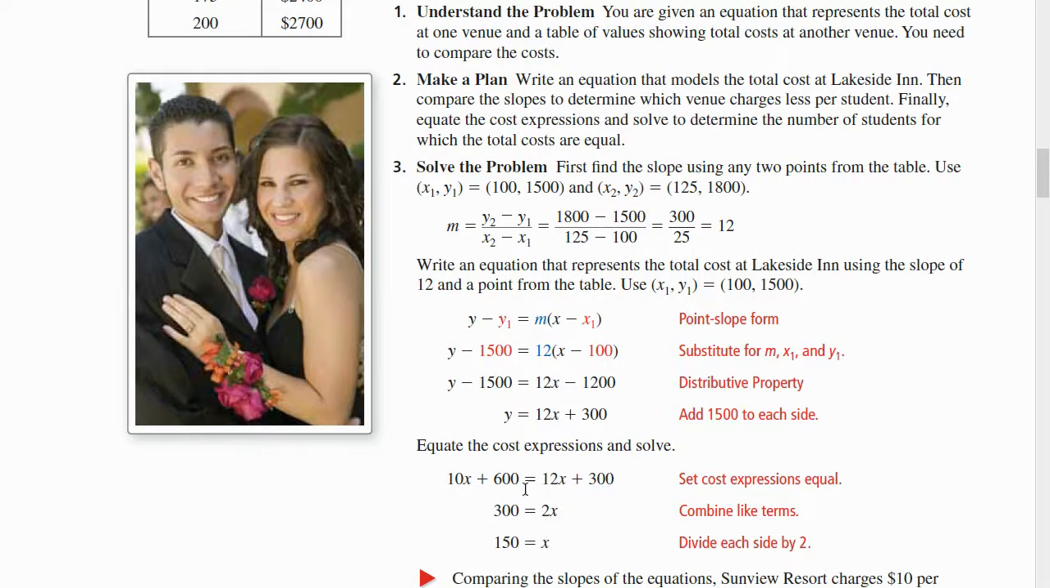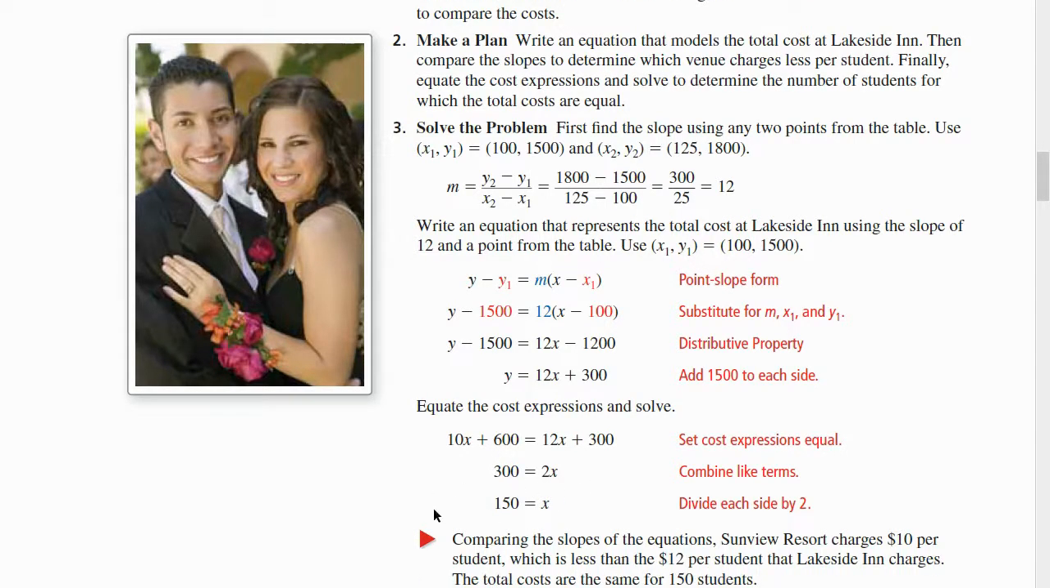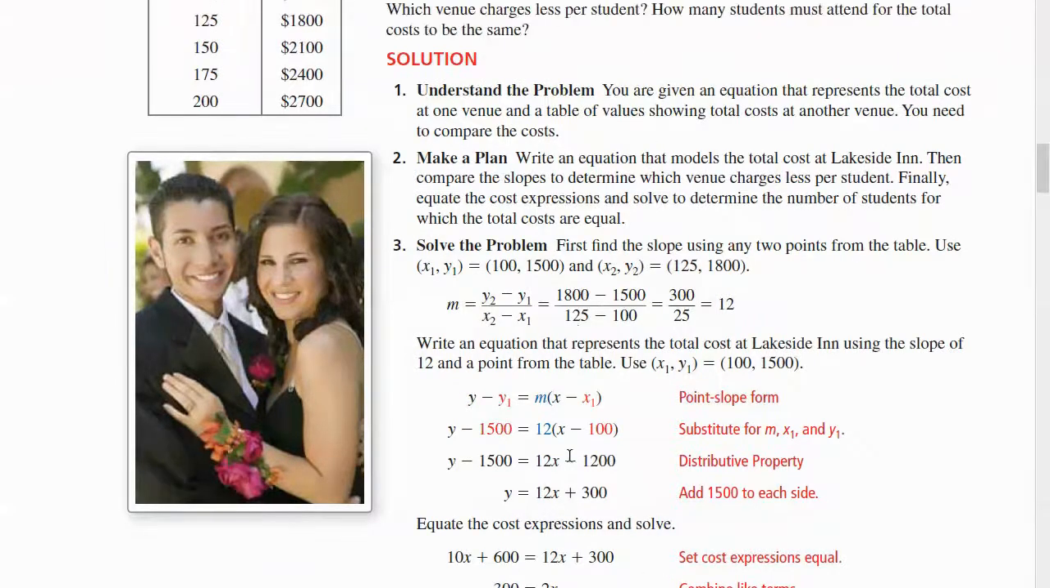I would subtract 300 from both sides. 600 minus 300 is 300. Divide both sides by 2, and your answer is 150 students. Why? Because 150 times that $2 is 300, and that's where you make up this extra $300. $2 more per student. It'll take 150 students to make up $300.